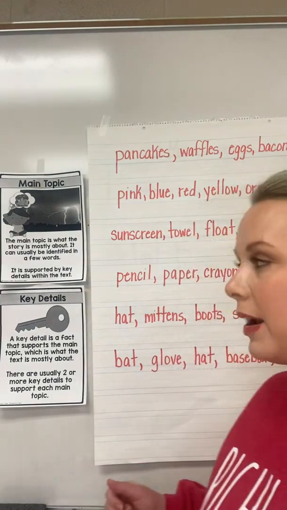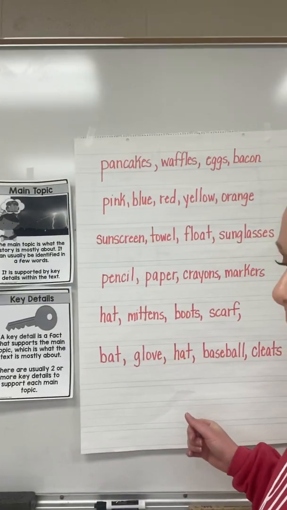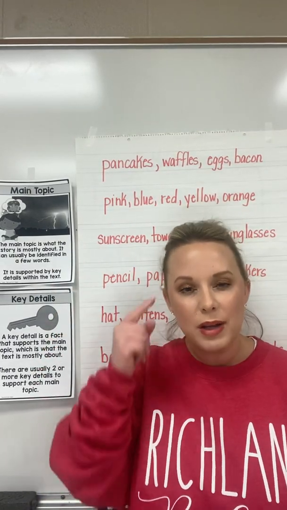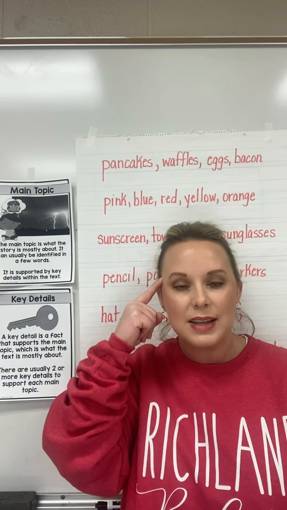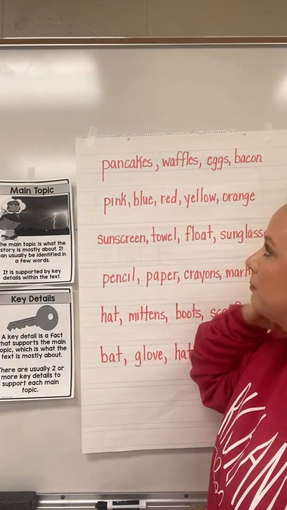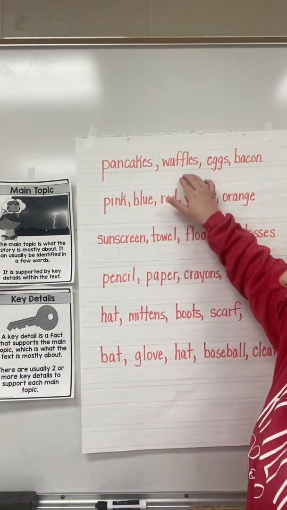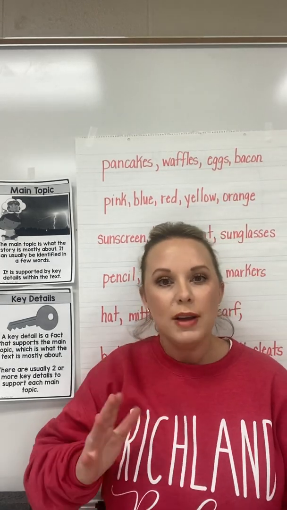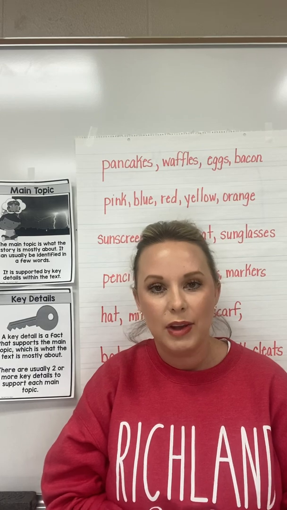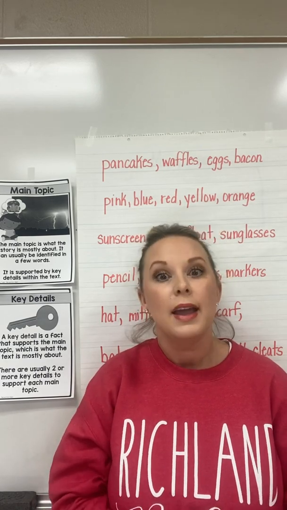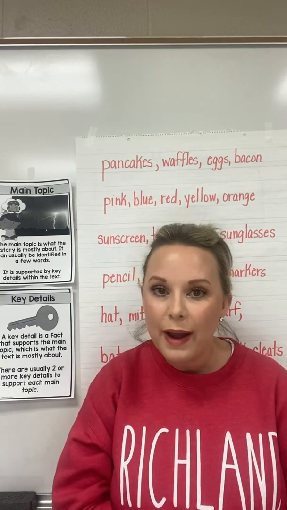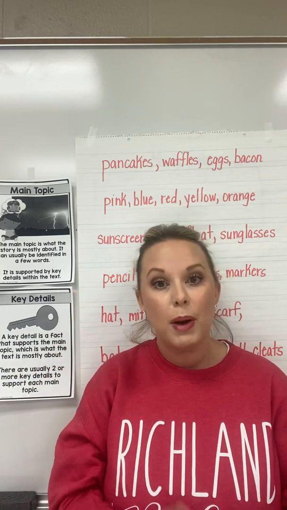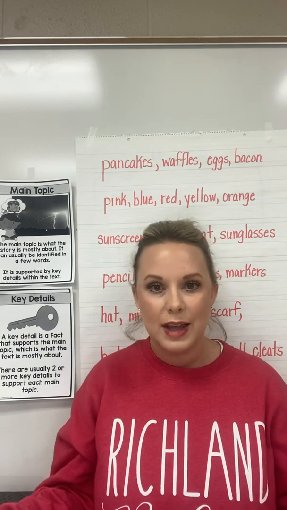So let's take a look at this chart that I've created right here. I want you to think about categories. I'm going to list some words, and I want you to think, what do all of these things have in common? Let's look at the first one. Pancakes, waffles, eggs, and bacon. What do all four of those things have in common? Exactly, you're right. It is breakfast. Those are breakfast items. All four of those things are different, but what they have in common is that we eat those things for breakfast.